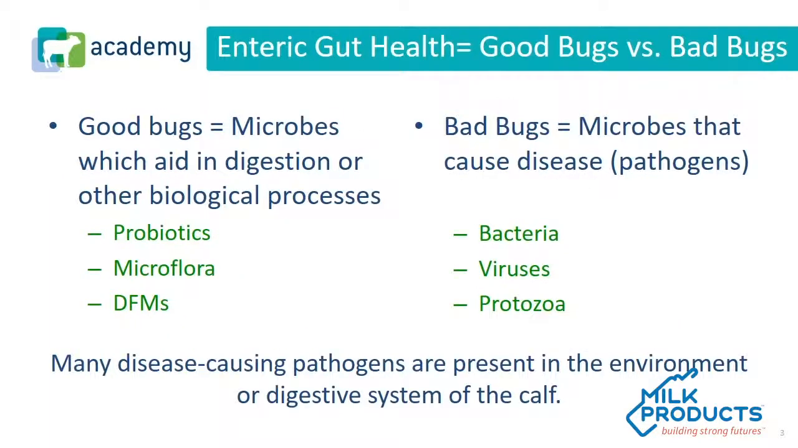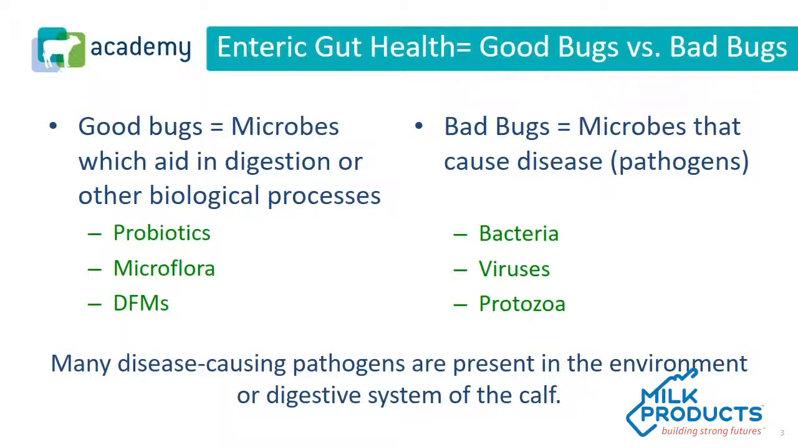prebiotics. Enteric or gut health is the result of a battle between good bugs or beneficial microflora versus bad bugs. Good bugs are microbes which aid in digestion or other biological processes. Other words for good microflora or good bugs are probiotics, beneficial microflora, beneficial bacteria, or DFMs, direct-fed microbials. Examples of bad bugs that are also in the small intestine are microbes that cause diseases, or pathogens as they're also called. They come in the form of bacteria, viruses, or protozoa.